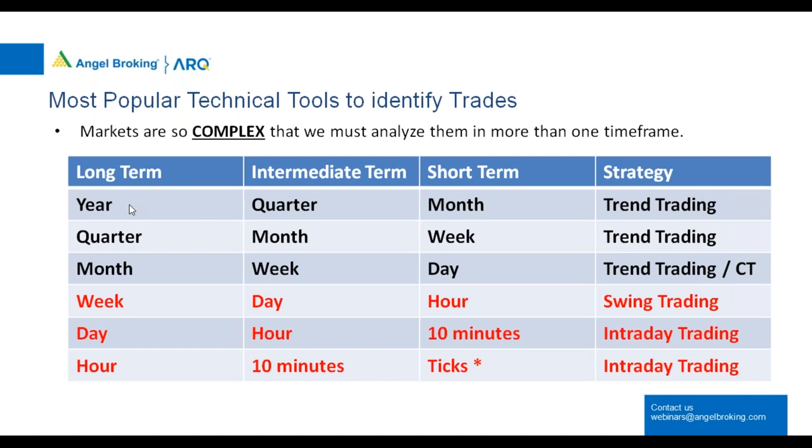Just to explain to you, what we are seeing here is that the monthly chart becomes long term, the weekly chart becomes intermediate term or the medium term, and the daily chart becomes the short term. And your entries are based on the short term.